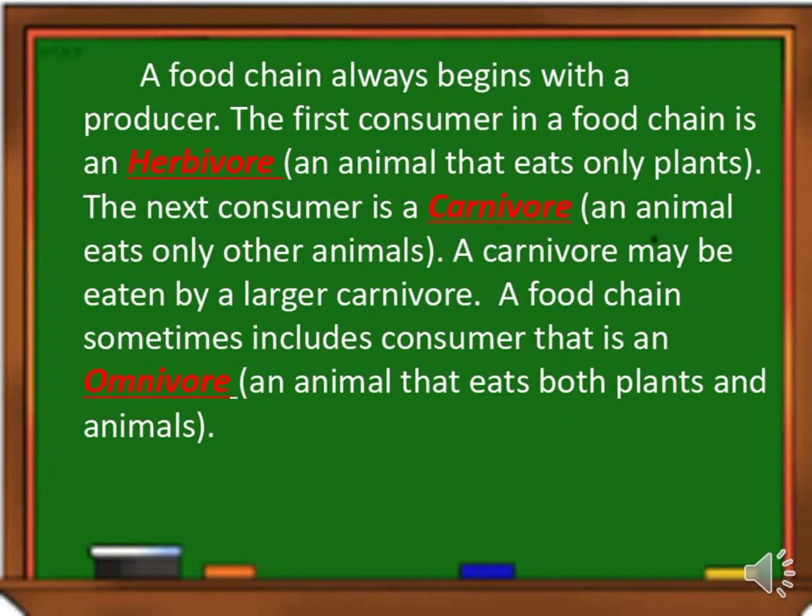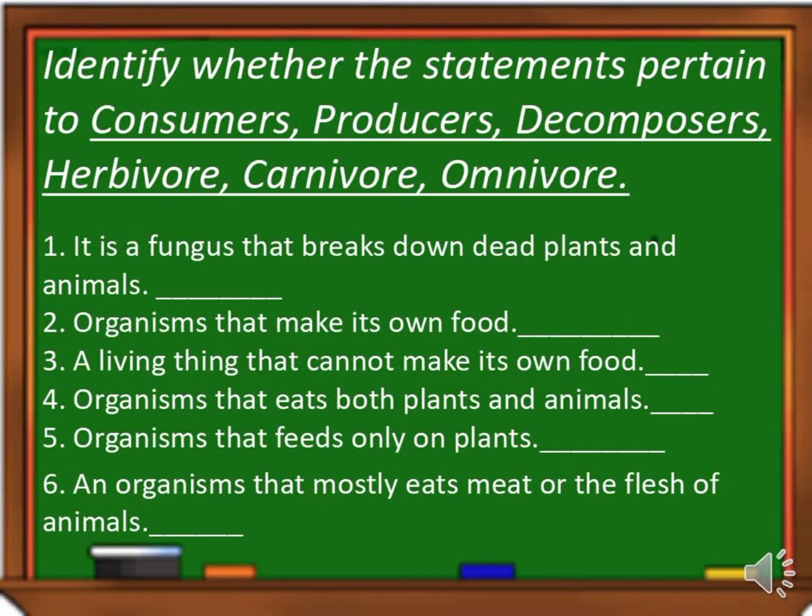We will now answer the guide questions of the activity. Direction is, identify whether the statements pertain to consumers, producers, decomposers, herbivore, carnivore, and omnivore. Number 1.